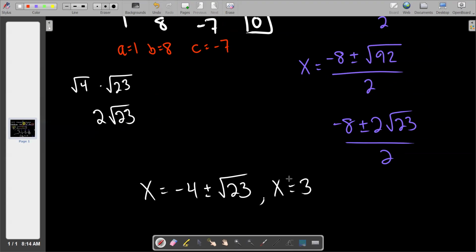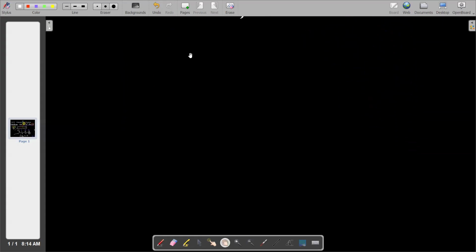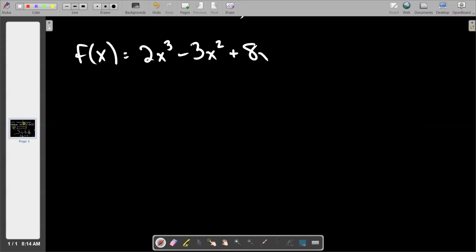So far, so good. All right, let's head on to the next. These are a little tougher. So we're going to get f of x equals 2x to the third minus 3x squared plus 8x minus 12. No freebie.